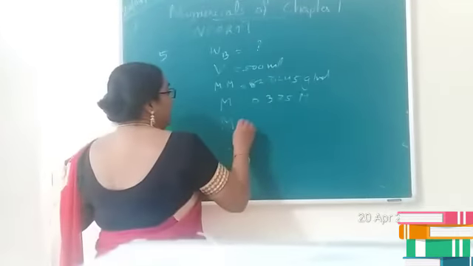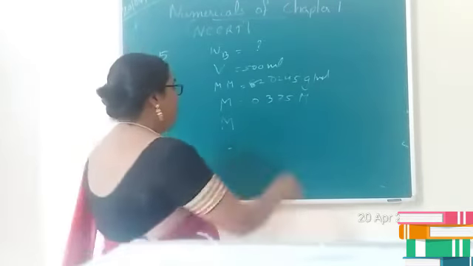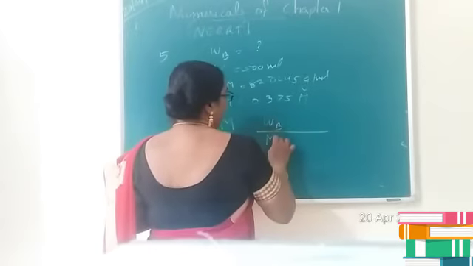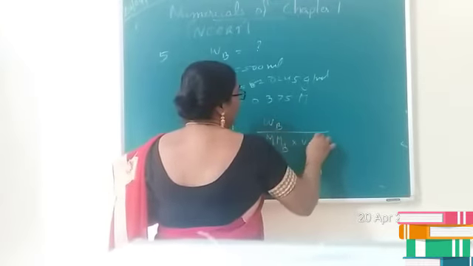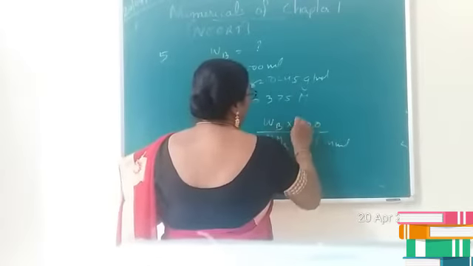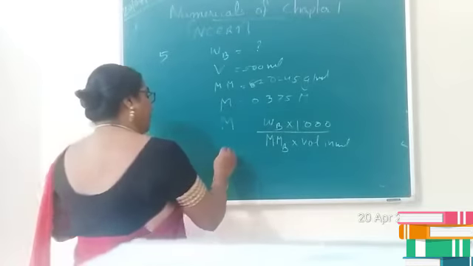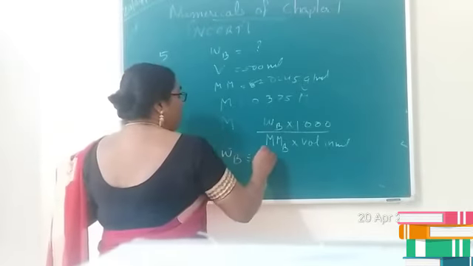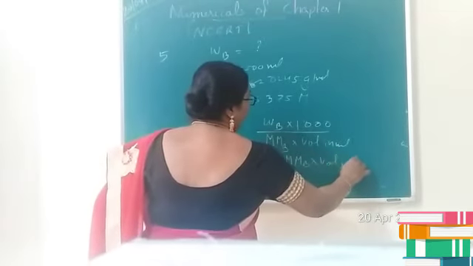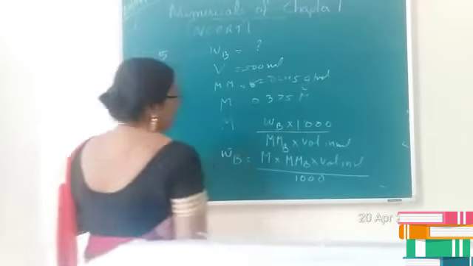Molarity is equal to the number of moles of solute divided by the volume of solution in liters. Or if you substitute the values, we can say that it is the mass of solute divided by molar mass into volume given in ml into 1000. So is it possible for you to calculate the mass of solute? All other quantities are given. So we can say that mass of solute is equal to molarity into molecular mass into volume in ml divided by 1000. Is it clear, children?